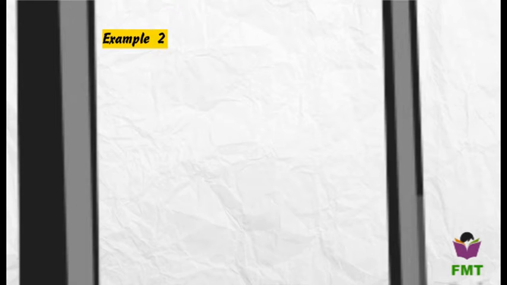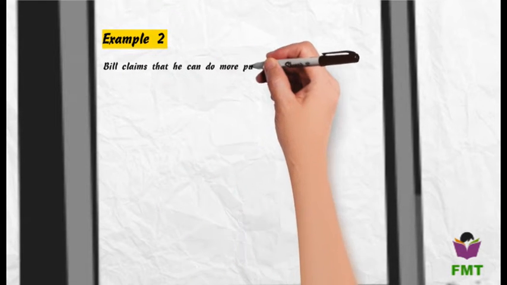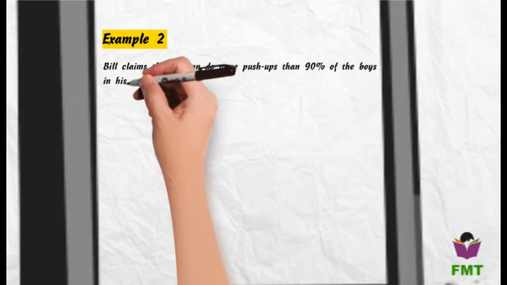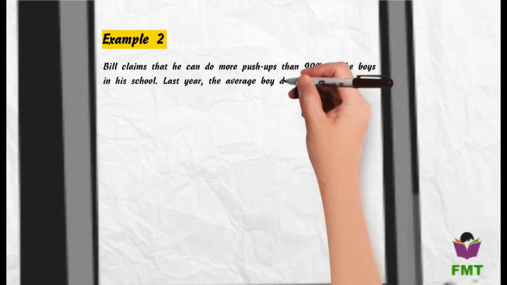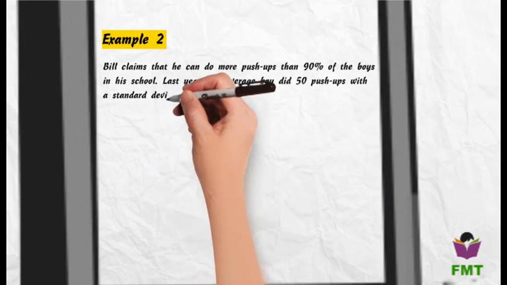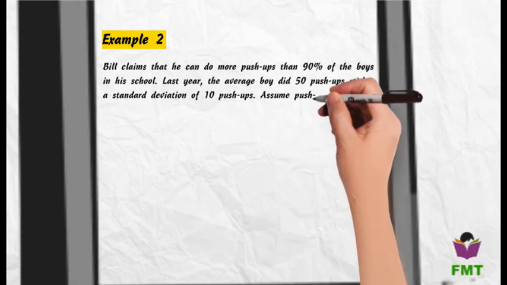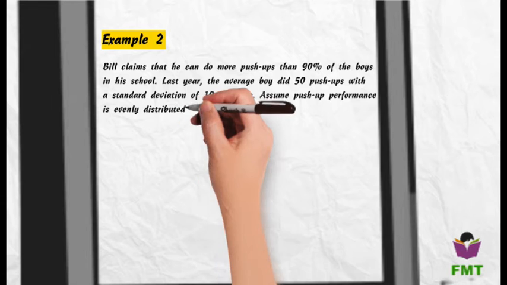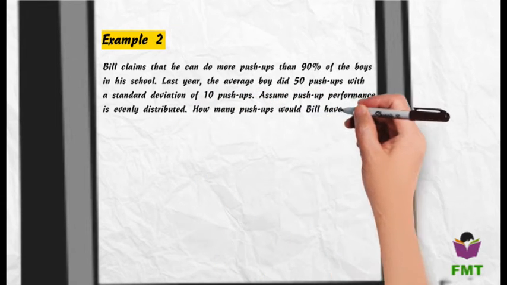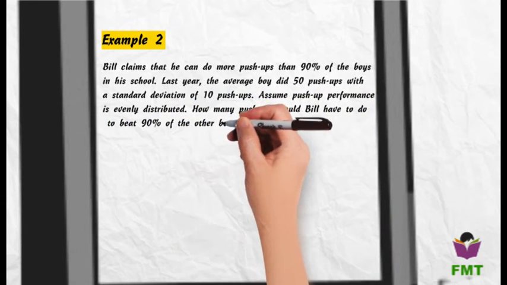Example 2. Bill claims that he can do more push-ups than 90% of the boys in his school. Last year, the average boy did 50 push-ups with a standard deviation of 10 push-ups. Assume push-up performance is normally distributed. How many push-ups would Bill have to do to beat 90% of the other boys?